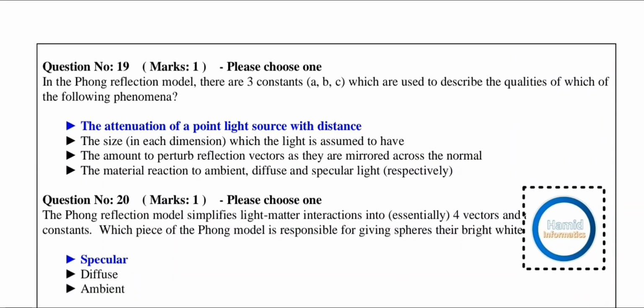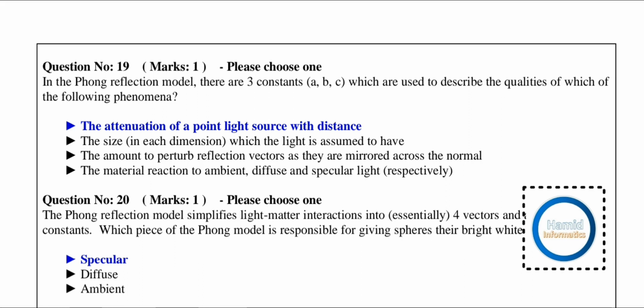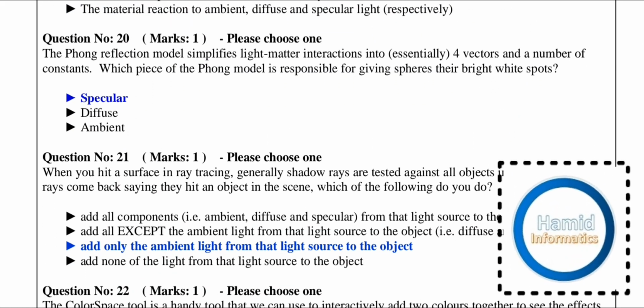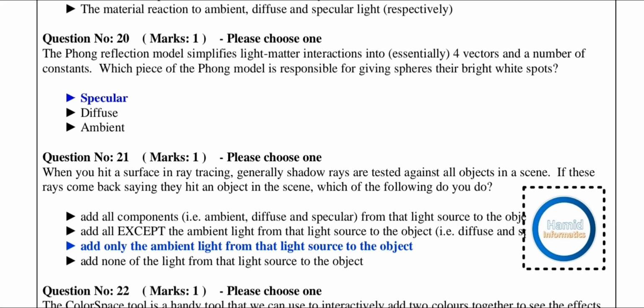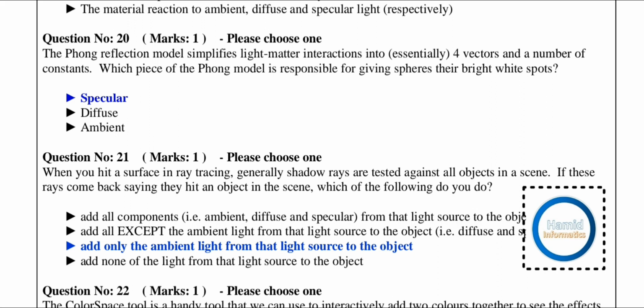Next is: in the Phong reflection model, there are three constants a, b, c which are used to describe the qualities of which of the following phenomena? The attenuation of a point light source with the distance. The Phong reflection model simplifies light-matter interactions into essentially four vectors and a number of constants. Which piece of the Phong model is responsible for giving spheres their bright white spots? Specular.